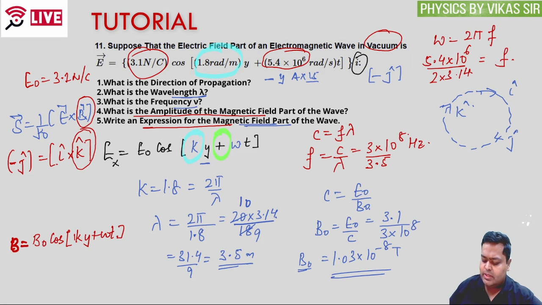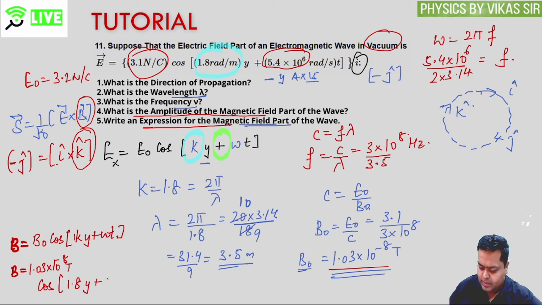तो बस B naught की वैल्यू चाहिए थी जो कि हमने निकाल ली है. So it should be 1.03 into 10 power minus 8 Tesla units के साथ में, और बाकी टर्म जो है वो एग्जैक्टली सेम है, that is cos of 1.8 radians per meter y plus 5.4 into 10 power 6 into t. और डायरेक्शन अगर हम लिख रहे हैं B वेक्टर की तो ये आपकी k cap पर आ रही है. So that's the complete equation over there.